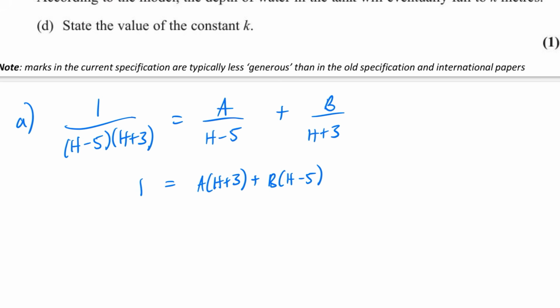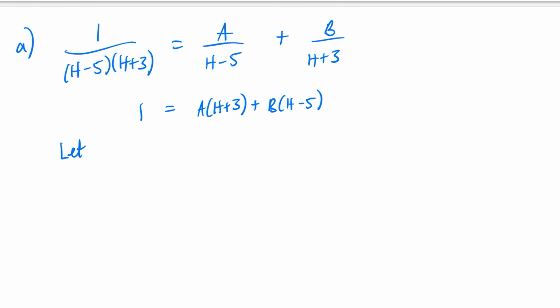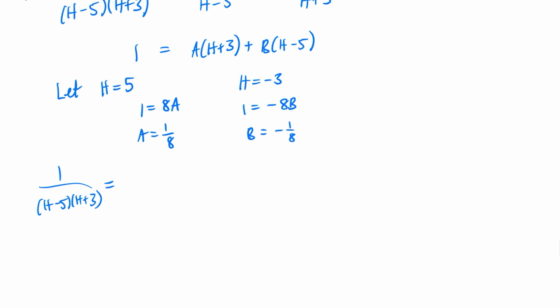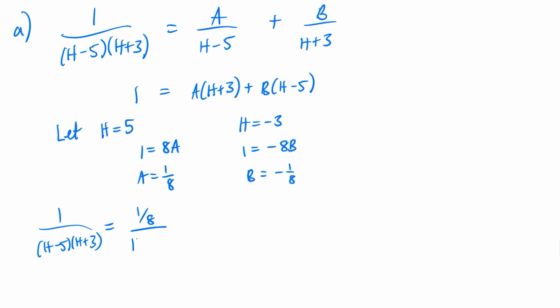And there's lots of different ways of doing this. I'm probably just going to do substitution. I think substitution seems to be the easiest here. So if I let h be equal to 5, I get that 1 is equal to 8a, and so a is 1/8. And if I let h equal minus 3, I get that 1 is equal to minus 8b, and so b is minus an eighth. And it's not enough just to do this. You do actually have to finish off and write it out. So this means that 1 over h minus 5, h plus 3 is equal to an eighth over h minus 5 minus an eighth over h plus 3.